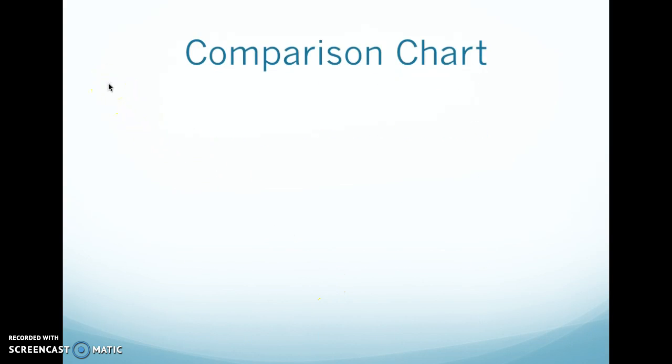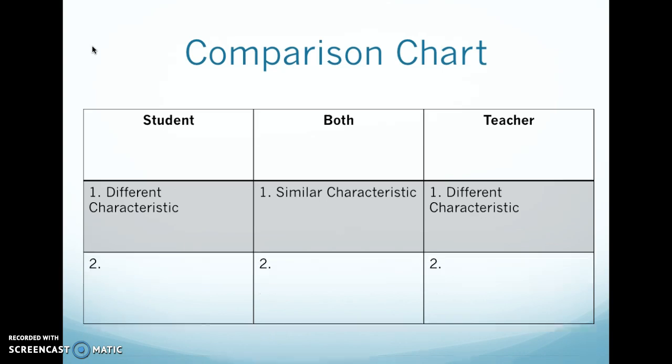You can do this in many different ways. The most common way of comparing and contrasting something is using a comparison chart. Here I put just a student and a teacher and then a both column. In the student column, you'll put different characteristics of that student. In the teacher column, you'll put different characteristics of the teacher. And then in the both column are similar characteristics of the two.